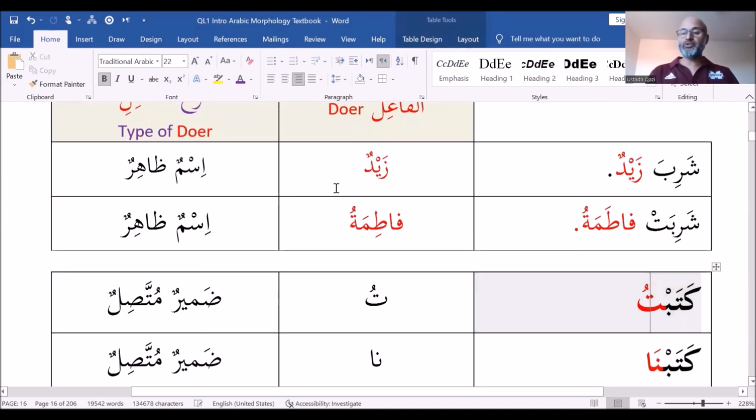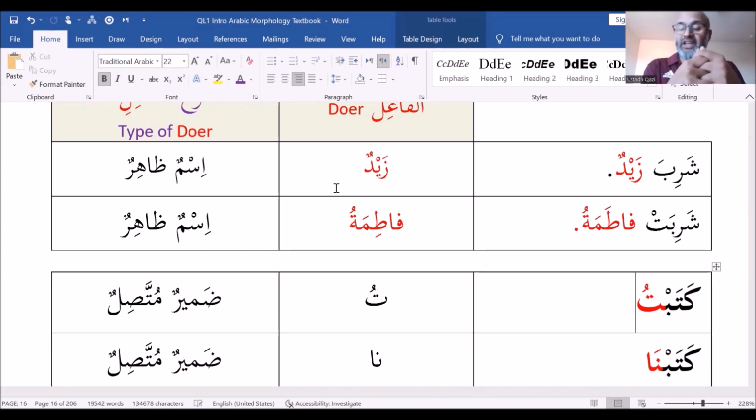So if you look at katabtu, I wrote, literally it's saying wrote I, because in Arabic, you put the fi'l first, katab, wrote, and tu, I. The word tu is a noun. What kind of noun? Pronoun. What kind of pronoun? Connected pronoun. And what is its job? Its job is to be the fa'il, doer. And that's why we say damirun muttasil. Damir muttasil is connected pronoun.